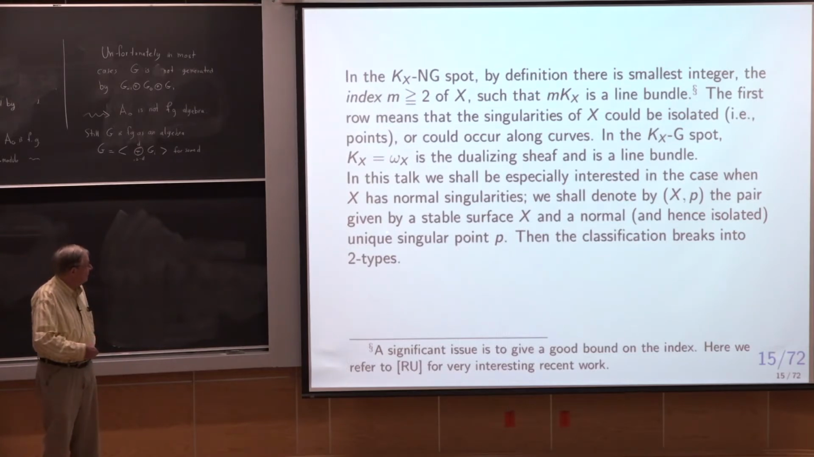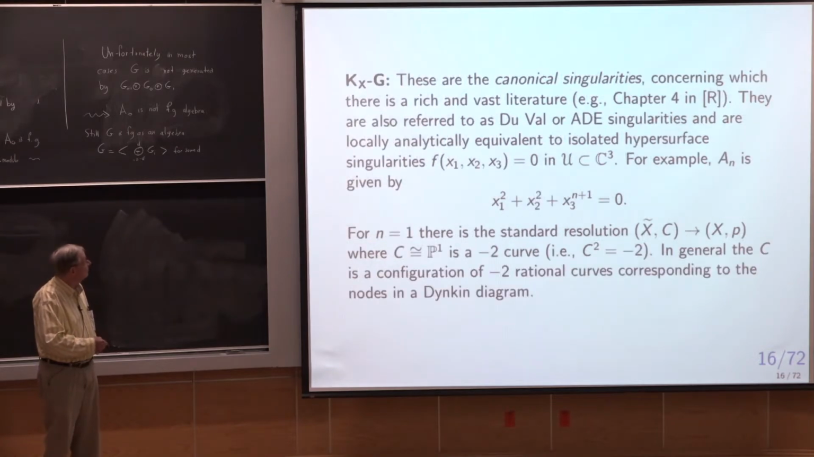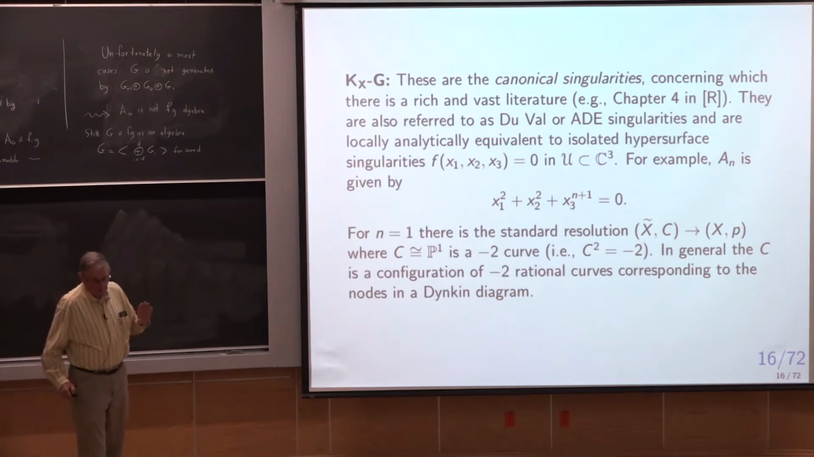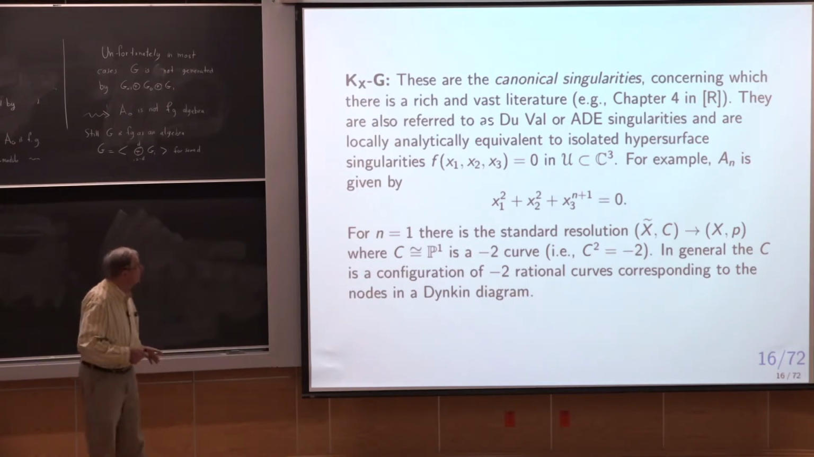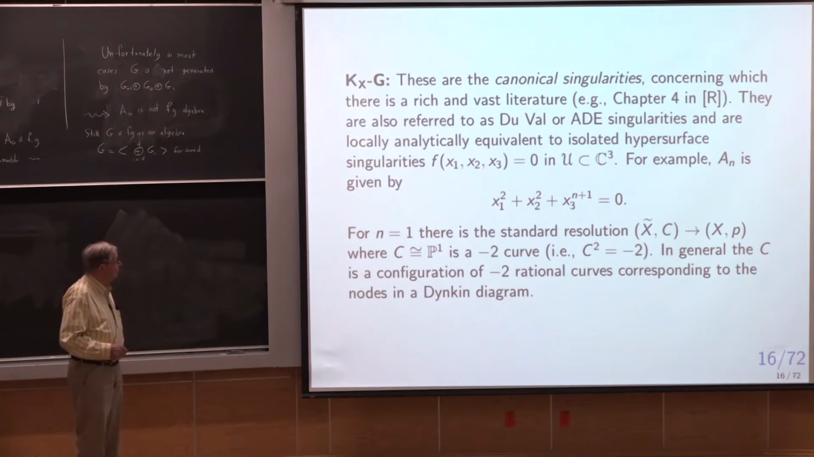And this is just a comment about the non-Gorenstein ones. The canonical, the Gorenstein canonical singularities break into two types. So let's just try to get some rough picture of what sort of singular surfaces we have to allow. The simplest ones are so-called canonical singularities.